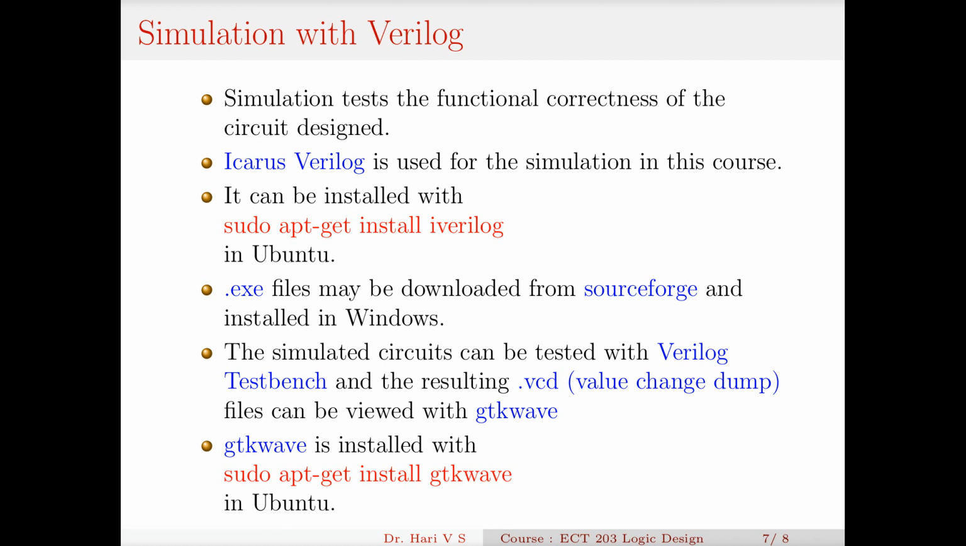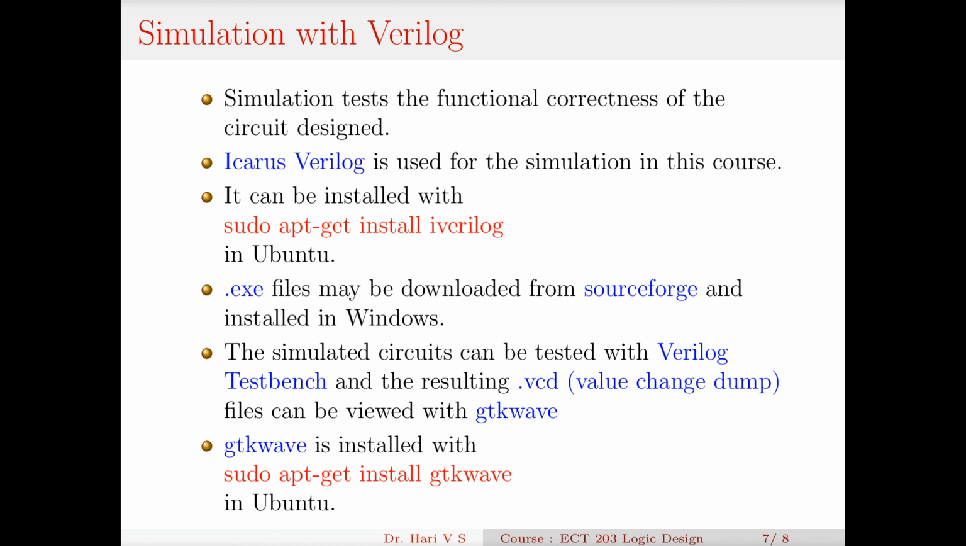Then simulation with Verilog. Simulation actually tests the functional correctness of the circuit designed, and the tool I use in this course is Icarus Verilog. This iVerilog can be installed in Ubuntu with the command sudo apt-get install iverilog. You go to the terminal or shell, and you simply type sudo apt-get install iverilog and give the root password, and the iverilog package will be installed from the Ubuntu repositories. Or you can download some exe files or Microsoft installer files from SourceForge and install in Windows.